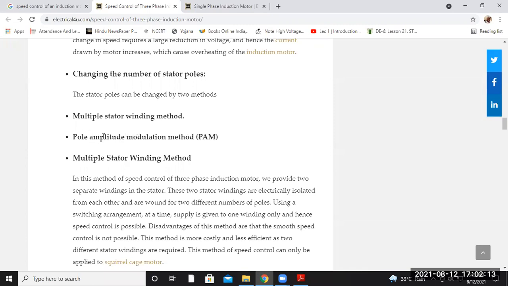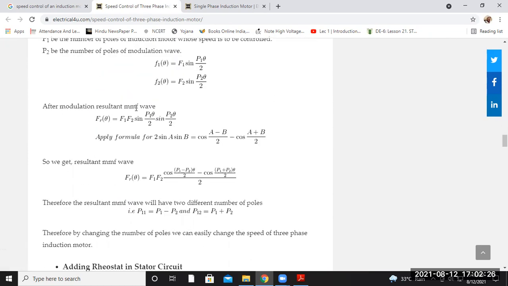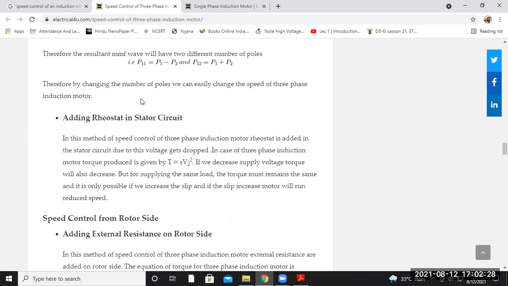The PAM method is mainly used to change the number of stator poles, and if we use the multiple stator winding method, then also we can change the value of the stator poles. So these are the two methods through which you can change the speed of the induction machine.